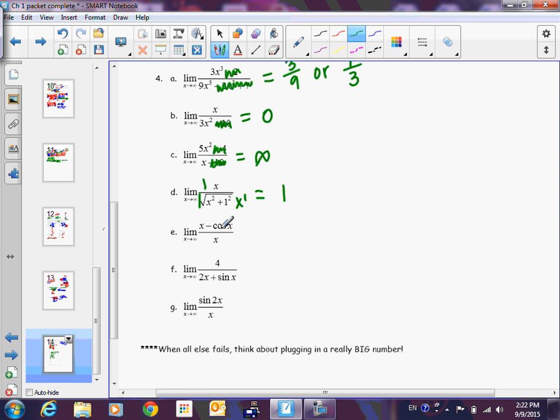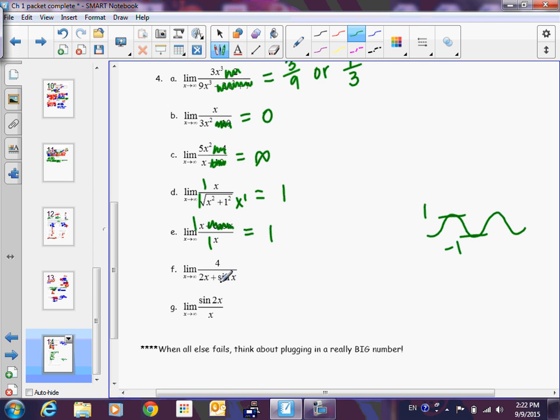All right, cosine, real quick. Cosine goes up and down and up and down. It only goes as high as 1 and as low as -1. So it's never going to get big. Cosine of 1,000,000,000 is still between -1 and 1. So I'm going to scratch it out, which is really good news that we don't have to deal with it. So what's the answer? 1. Because the degrees are the same, the coefficients are both 1. 1 divided by 1 is 1.